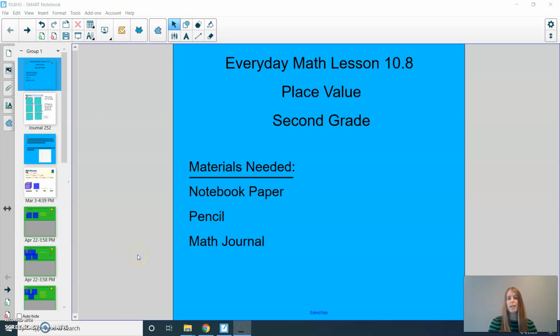Hi boys and girls, welcome to Everyday Math Lesson 10.8, Place Value. The materials that you'll need: notebook paper, pencil, and your math journal.